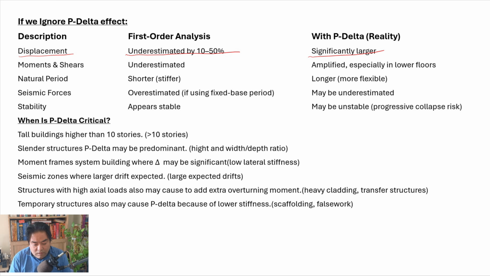Moments and shear will be underestimated if we ignore the P delta effect, and in reality they are amplified, especially in lower floors. If we do not consider the P delta effect, the natural period also will be shorter, or the structure is stiffer, we can say, if we ignore P delta.